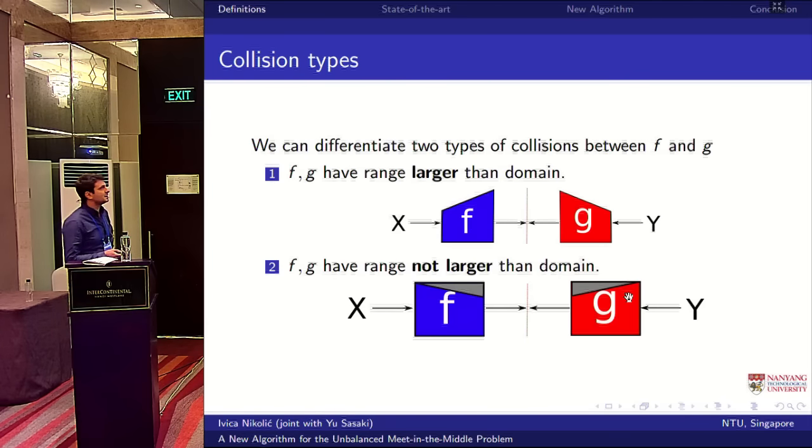Now we can differentiate several types of collisions between f and g. The most common type is when f and g have a range larger than the domain. That's the first type, and the second type is when the range is not larger than the domain. And in this talk, I'm going to focus on the second case.